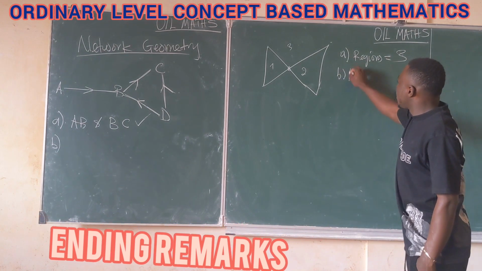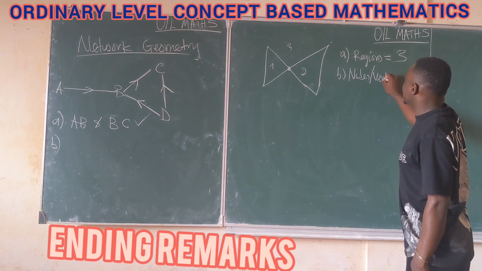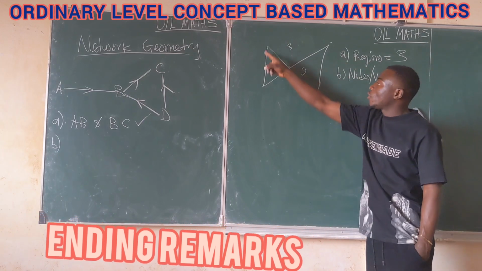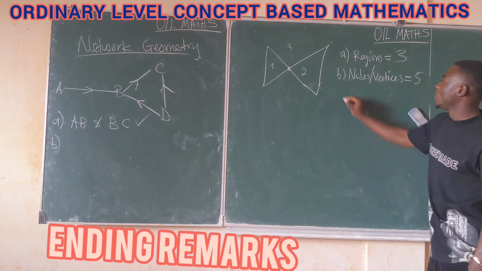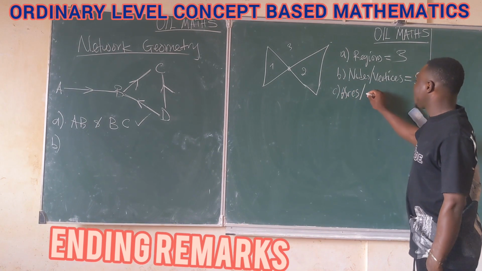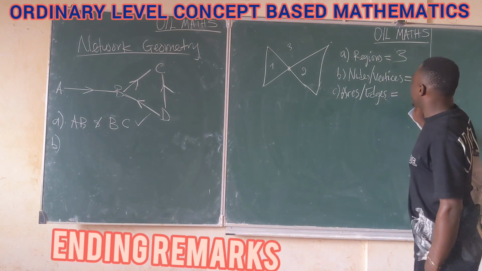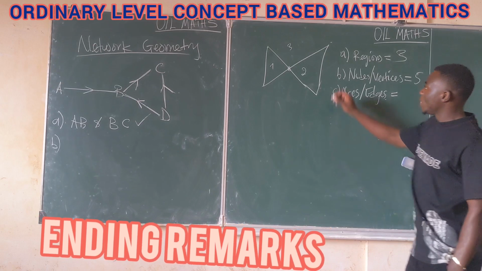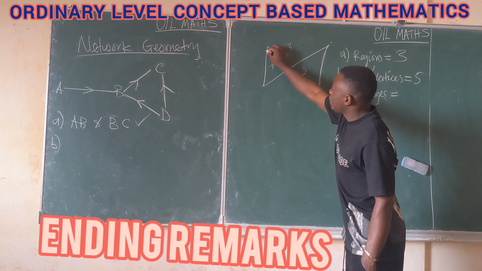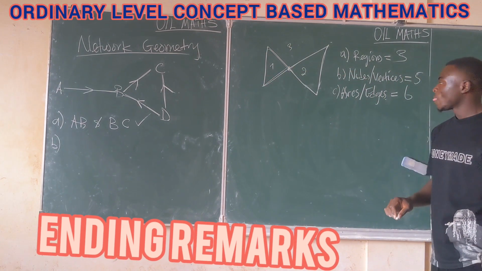You can ask for the number of nodes. We also refer to a node as a vertex, or a point. So how many nodes are in this network? 1, 2, 3, 4, and 5. So we have 5. You can be asked for the number of arcs in this network, also referred to as the number of edges. So it refers to how many of them are there? We have the first line, the second, the third, the fourth, the fifth, and the sixth. So we have 6 arcs in that network.